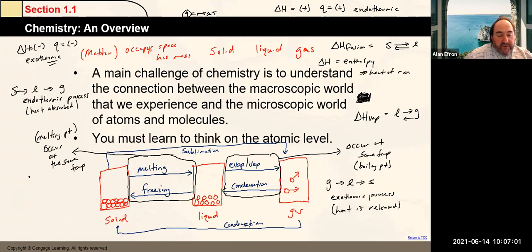The delta H of fusion for water is roughly 333 joules per gram, while the delta H of vaporization for water is about 2260 joules per gram. Now, you can see that is about 7 times more energy. So it takes about 7 times more energy to do this transition than it does to do this transition. And it sort of makes sense if you think about it.